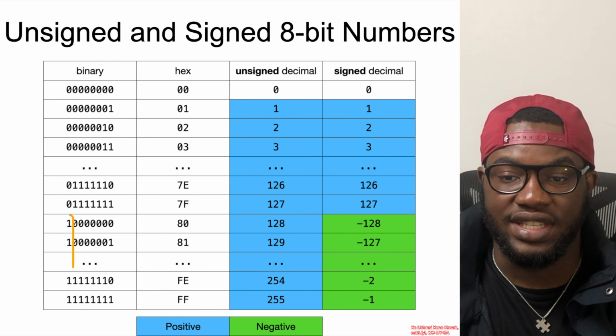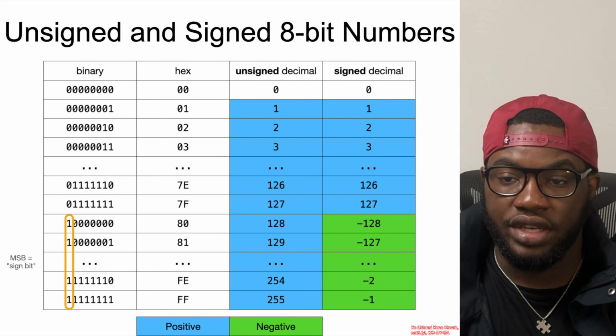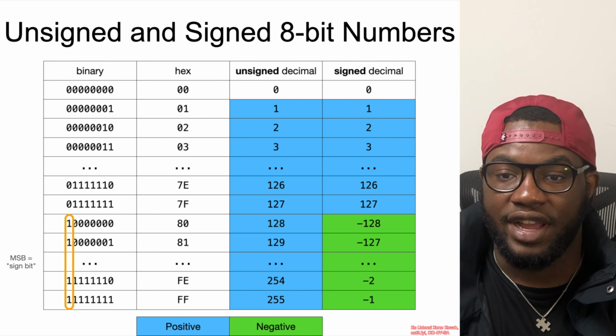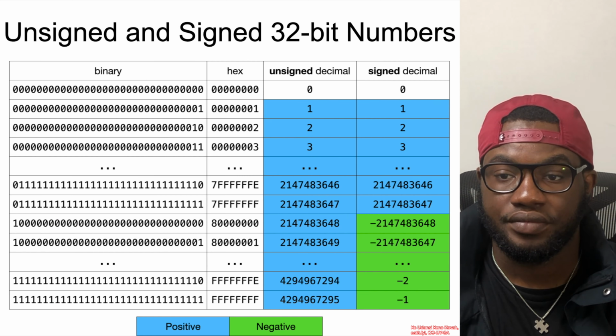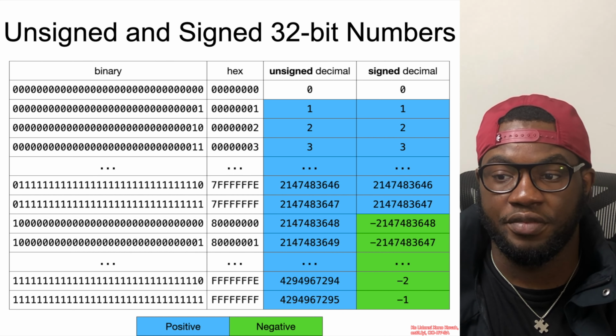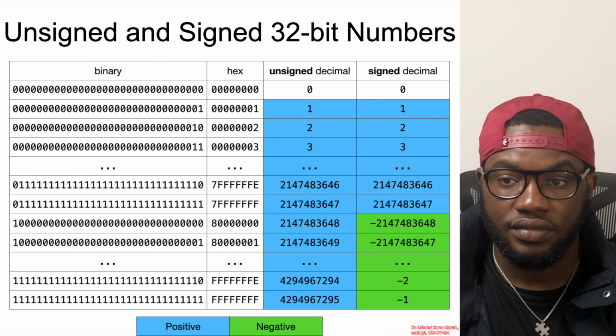Pay attention to the sign bit. If the most significant bit is 1 for a signed integer, then this is a negative value. Otherwise, it's either 0 or a positive value. Likewise, for 32-bit numbers, the unsigned range goes from 0 to 4 billion, and the signed range goes from 0 to 2 billion and negative 2 billion to negative 1.